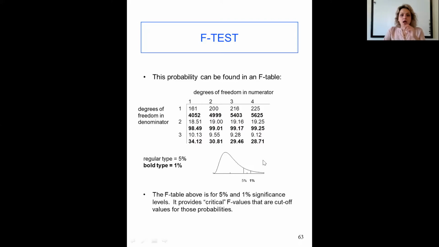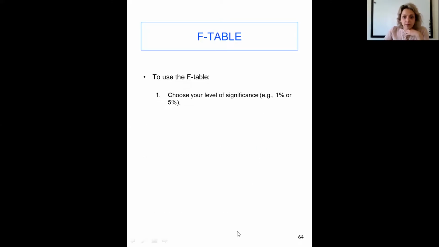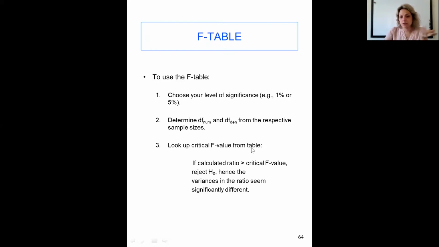Okay, sure. So when we want to read the F table, first we need to choose our level of significance. Why? Because the table that we have for, for example, a level of significance alpha of 1% is different from the table for alpha equal to 5%. So we would choose the different F tables, and then determine your degrees of freedom of the numerator and the denominator from the respective sample sizes.